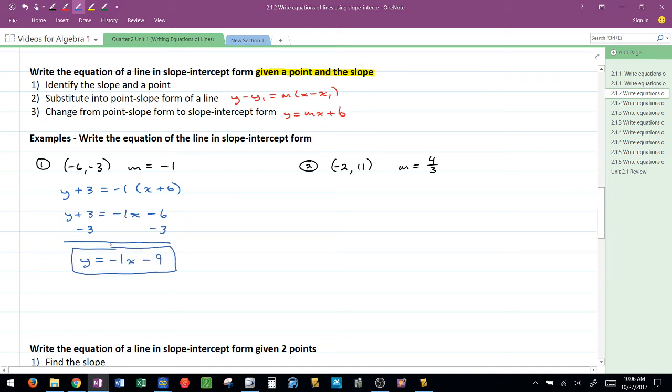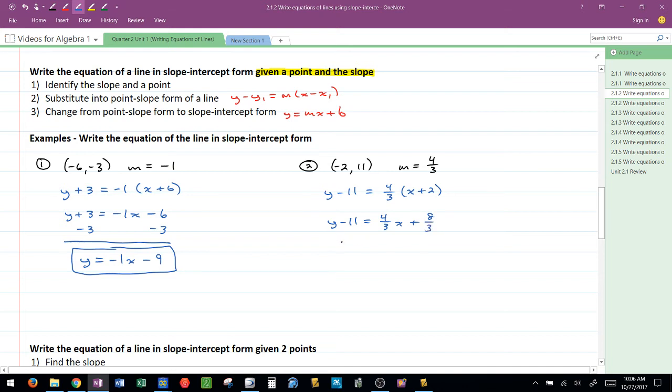Okay? Let's try another one. First, identify the point and the slope. Plug it into point slope. So I have y minus 11 equals 4/3 times x minus negative 2, so that should be x plus 2. Distribute. Y minus 11 equals 4/3 x plus 8/3.